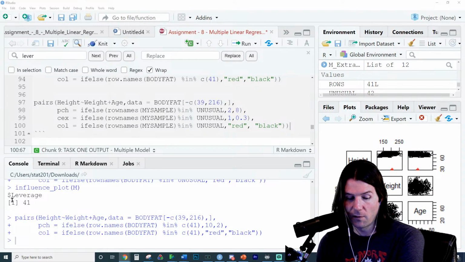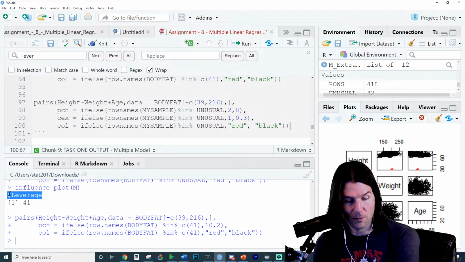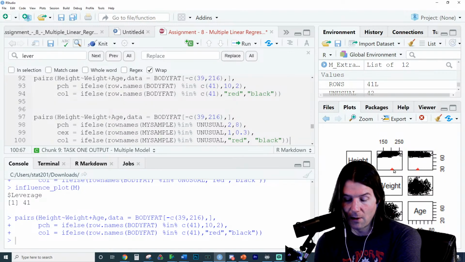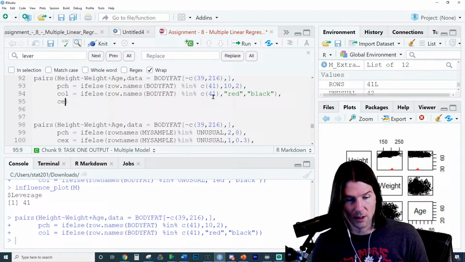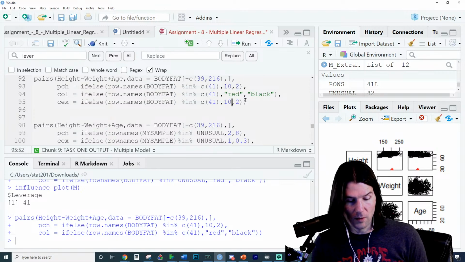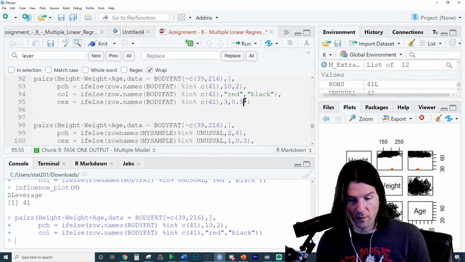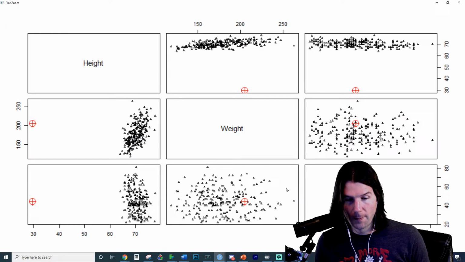The influence plot confirmed that this is the highly influential point. So there's the extreme leverage right there. This person has an extreme, like if we talk about why they are unusual, we can go grab our cex, which is character expansion. We're just going to take this right here and choose a character expansion. Go here to 3, and go here to 0.5. And wow, now they really stand out, like a boom.